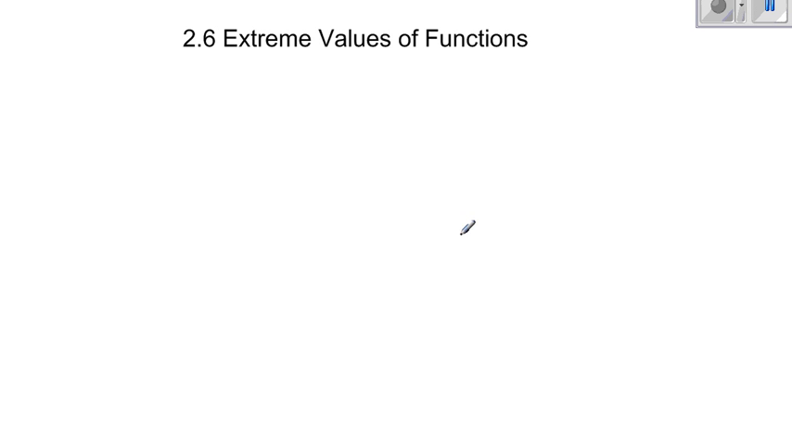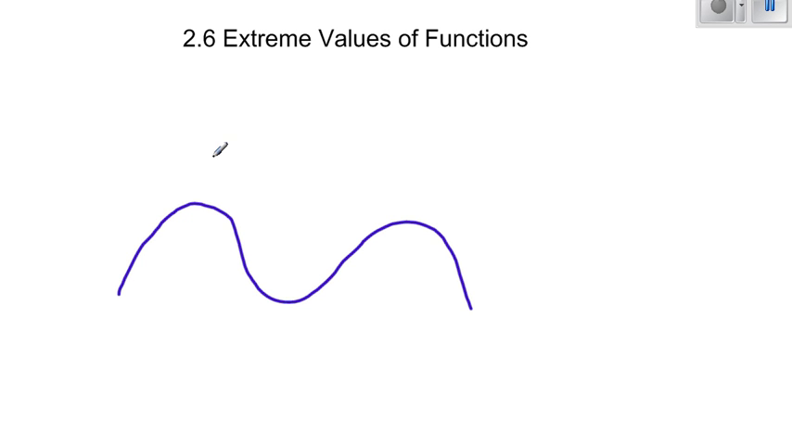Section 2.6, Extreme Values of Functions. Extreme value is just the highest or lowest point of a function. So I like to think of kind of like a camel's back. Look something like that. It has extreme values at all the humps. So the top of the hump and the bottom of the hump, right there, there, and at the top of that. So those are all extreme values. They can be maximums or minimums.